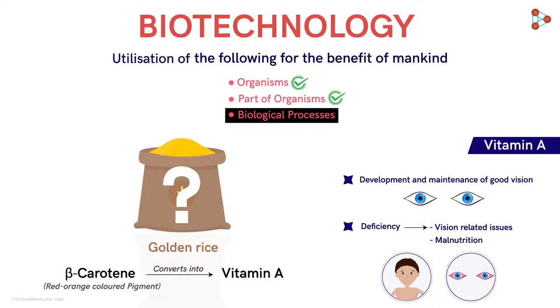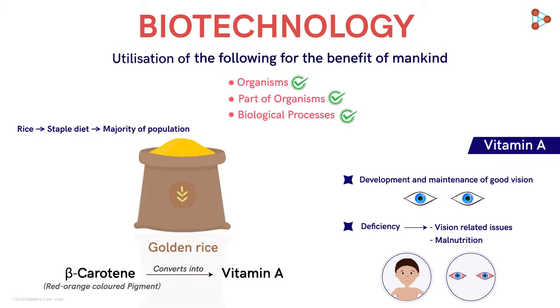Any idea why only rice was chosen for modification? That was because the staple diet for a majority of the population in the areas affected with vitamin A deficiency was rice. So to minimize the deficiency, this variety of rice was developed. The modification of rice was done by exploiting a biological process, making it a classic example of biotechnological achievements. This variety of rice falls under the category of genetically modified organisms, abbreviated as GMOs.